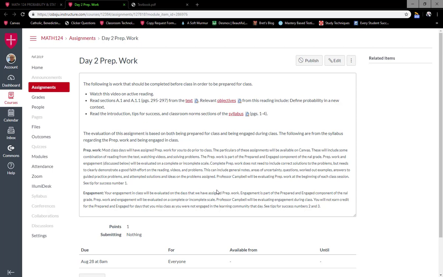And the first thing you should be taking notes on, what are the relevant learning objectives from this course that we will be talking about? Now, with each prep work assignment, I list the relevant learning objectives for that reading. So for this first reading, we have the learning objective of defining probability in a new context. And that's the first thing that should go into your notes, the main purpose for this section, and what you will be assessed on down the road. So that should be at the beginning of your notes.